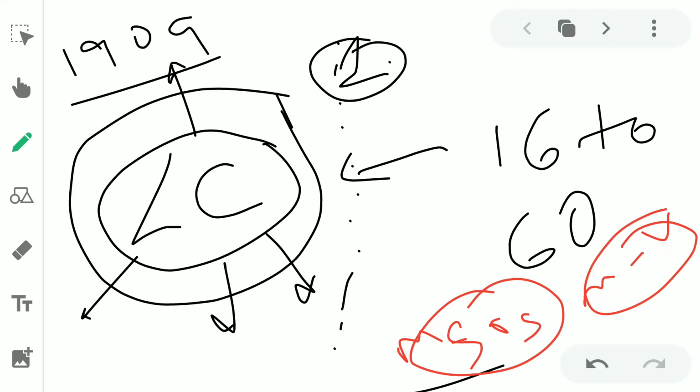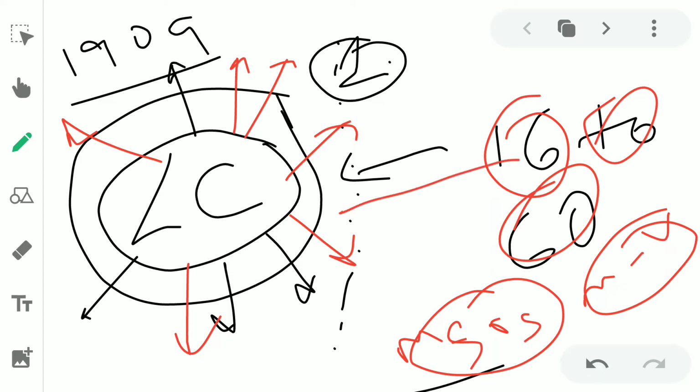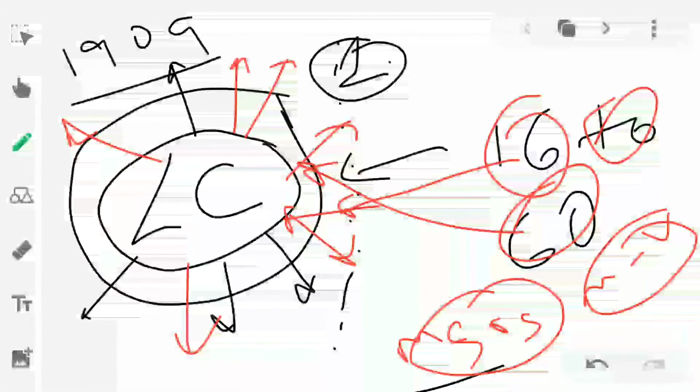The first point is that the size of the legislative council was increased at both central and provincial level. The number of members in the central legislative council was raised from 16 to 60. So the first point you should try to remember is that the size of the legislative council was increased from 16 to 60.